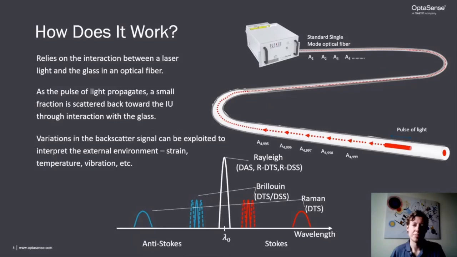There are three mechanisms that can be used for fibre optic sensing: Rayleigh, Brillouin, and Raman scattering. The OptaSense system utilizes Rayleigh scattering, which is generally considered to be an acoustic sensor. However, recent technological advances are allowing Rayleigh-based sensors to provide strain and temperature measurement capability as well.